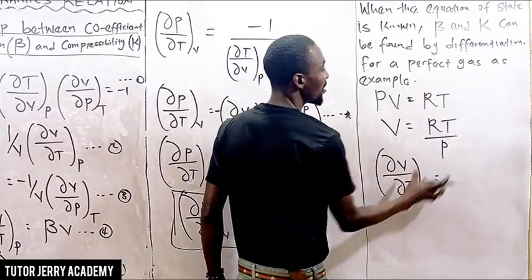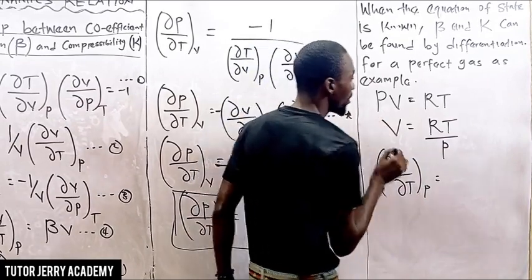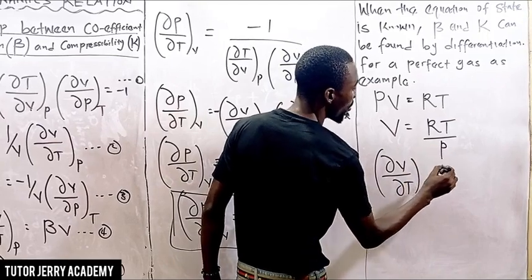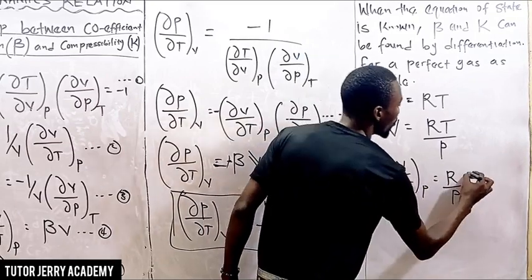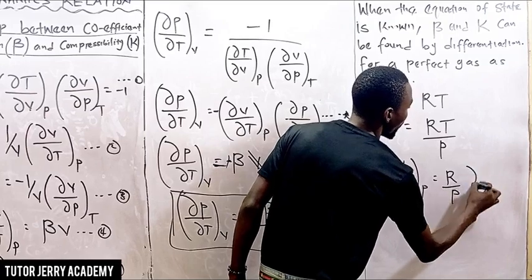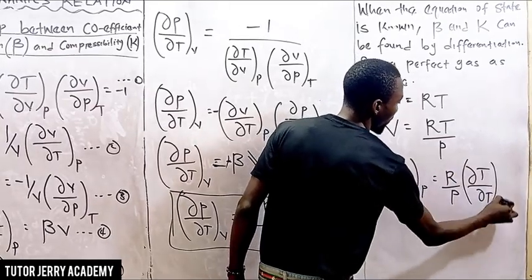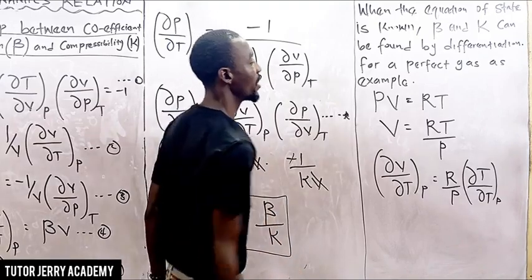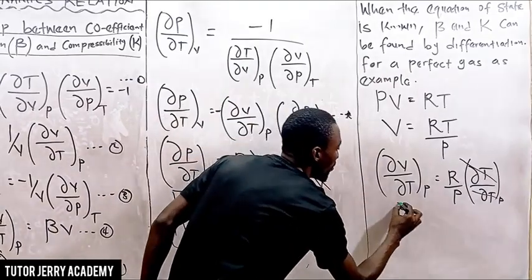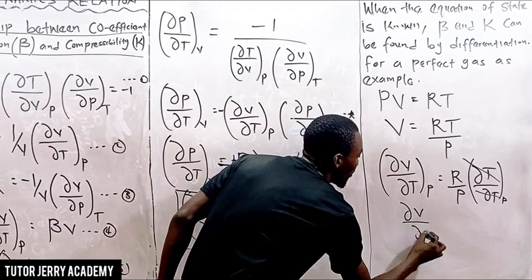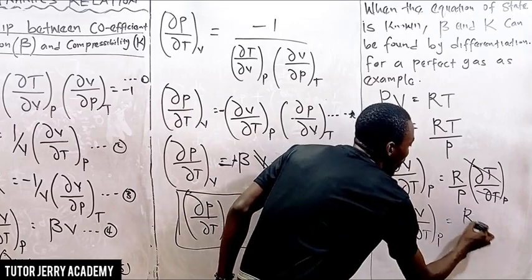If we want to differentiate, that is the partial differentiation of V with respect to T, it means that here we are going to have R over P as a constant. Then it's going to be the partial differentiation of T over the partial differentiation of T, keeping P constant. All right. So now you agree with me that this will cancel out to give us 1. Then the partial differentiation of V over the partial differentiation of T, keeping P constant, will be equal to R over what?